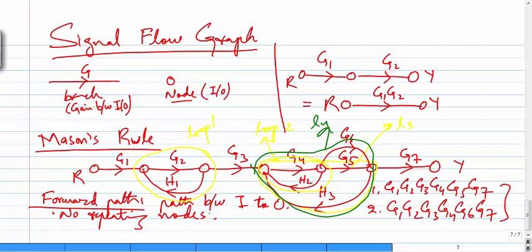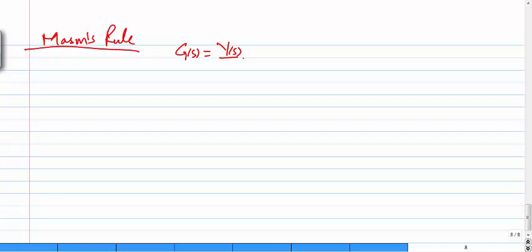Now, after understanding this, let's see Mason's rule. What is Mason's rule? Mason's rule is very simple. It says that the transfer function you want to calculate, from output to input, is equal to the summation of Tk delta k divided by delta.